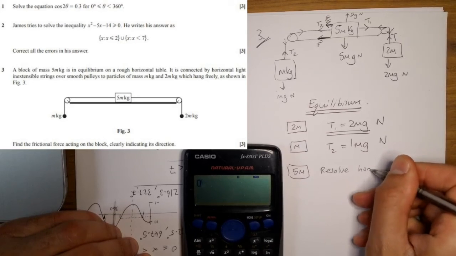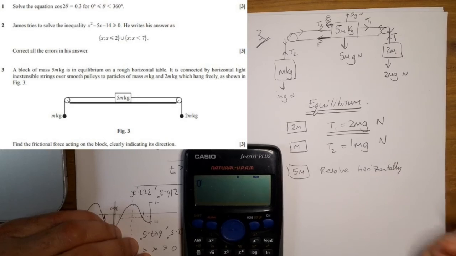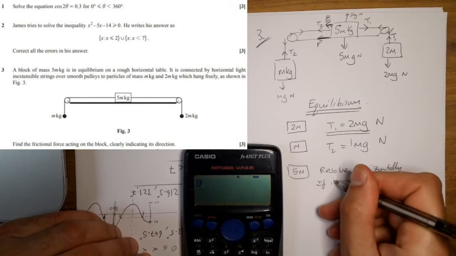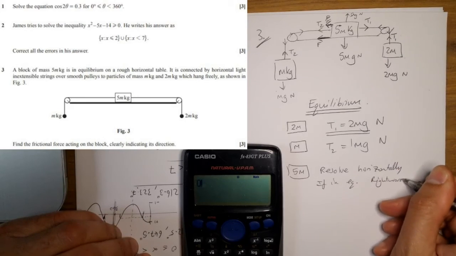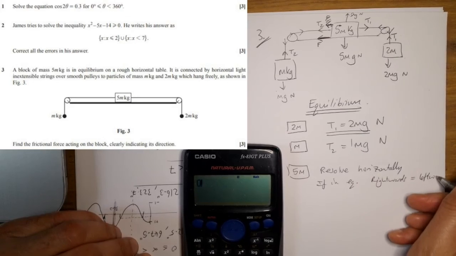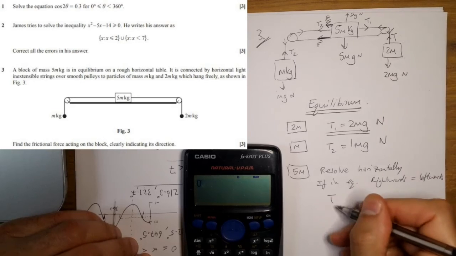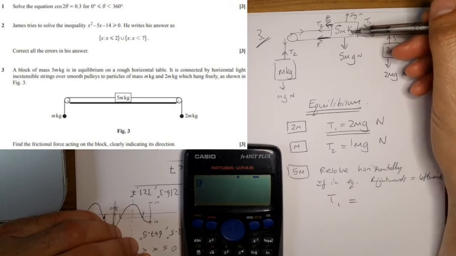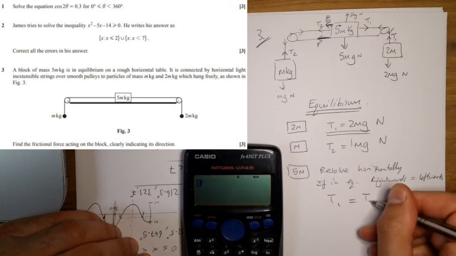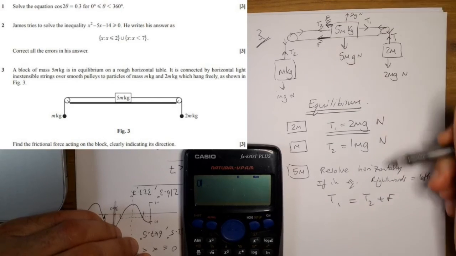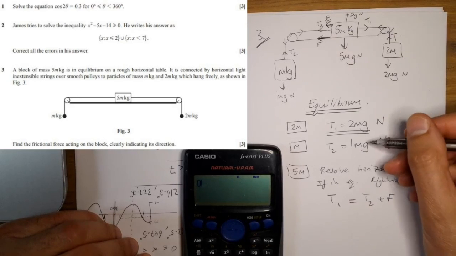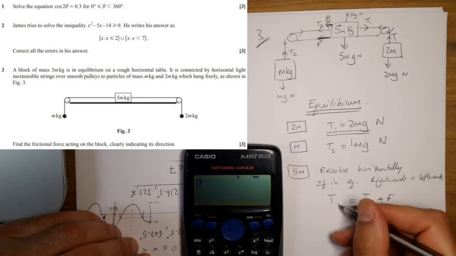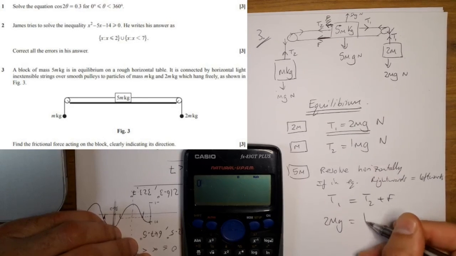horizontally. Resolve horizontally. And if it's in equilibrium, rightwards forces equals leftwards forces. Similarly, upwards will equal downwards. So the rightwards forces are T1. And the leftwards forces on the 5m kilogram mass are T2 plus F. They're acting in the same direction, so we add them together. And now I'm going to substitute these values for T1 and T2. T1 is 2 mg. T2 is 1 mg.